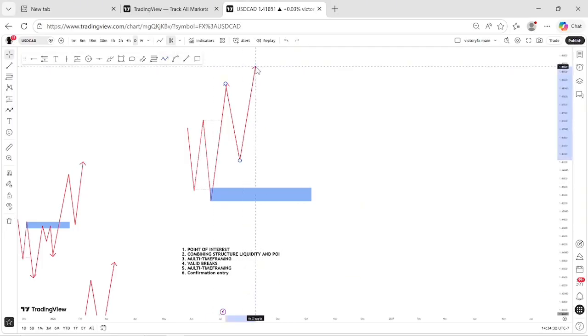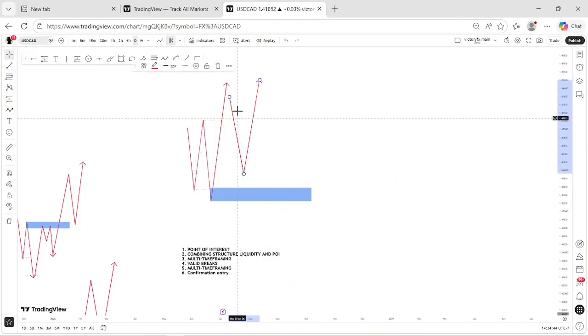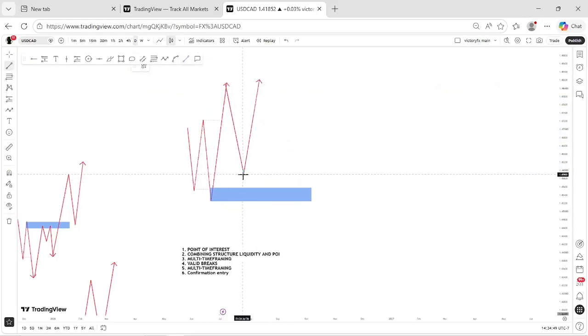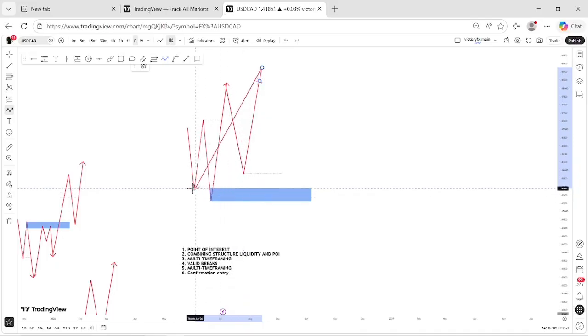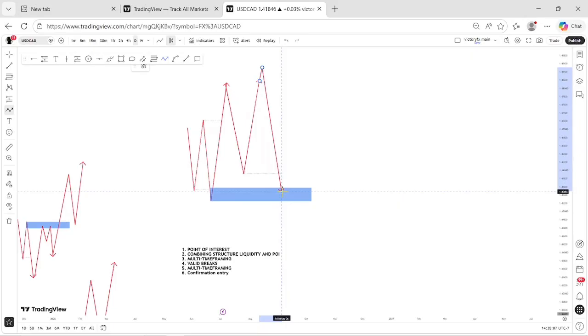So we have our inducement close to your POI, which is basically a trap for people that sell early. Let me get this closer. Basically a trap for those that will try to buy early. And then you now have your point of interest that swept liquidity and broke structure. You have your inducement, and then you have your point of interest.